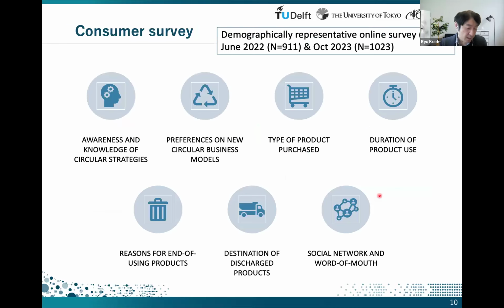And that's why we went for implementing our original survey, which is a demographically representative online survey of about 1,000 samples for each product. And we asked a bunch of questions, including the awareness and knowledge of circular business models and their preferences by choice experiment, and also their current and past behaviors, including type of product purchase, whether new, reused, or rented, the duration of the product use and the reason they threw it away, and where they discharged the product, and also the social network structures, and the reception of word of mouth and advertisement.